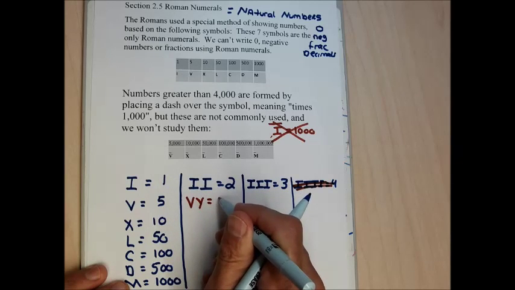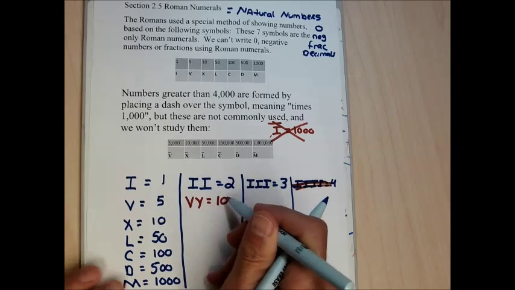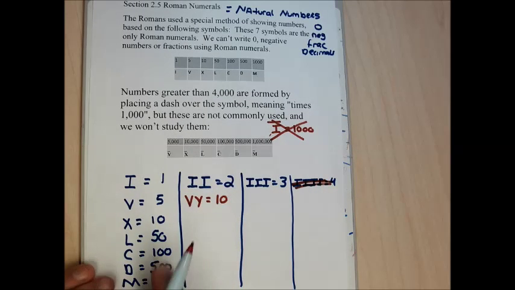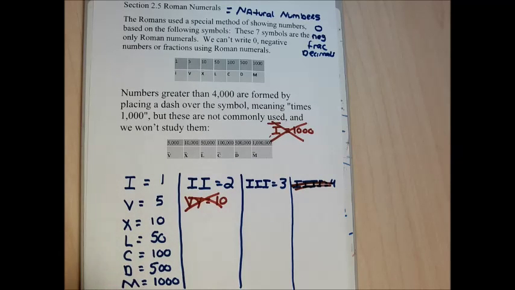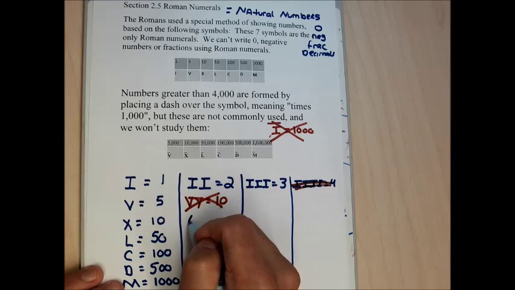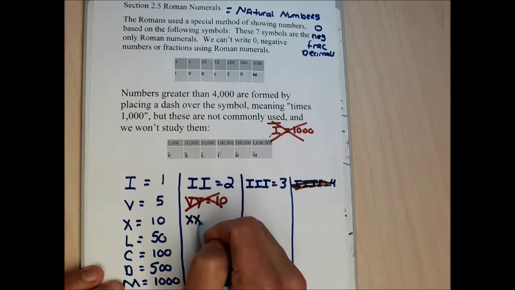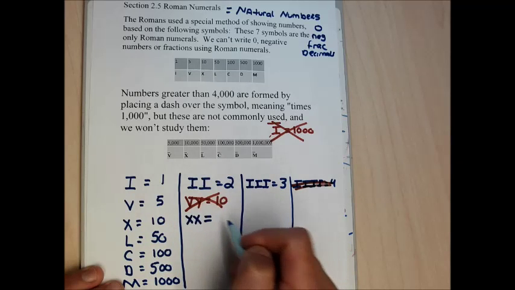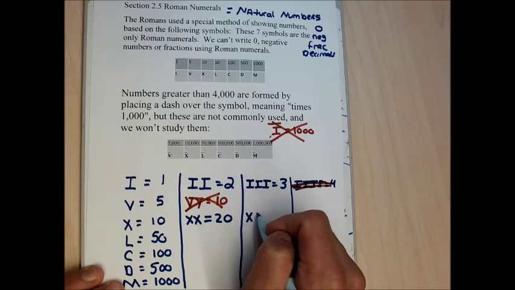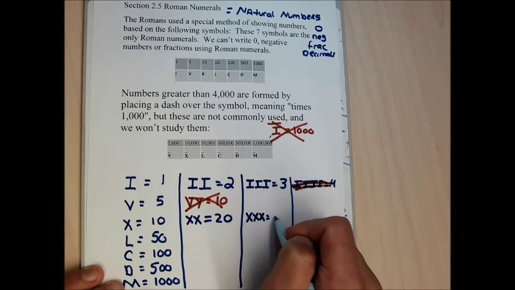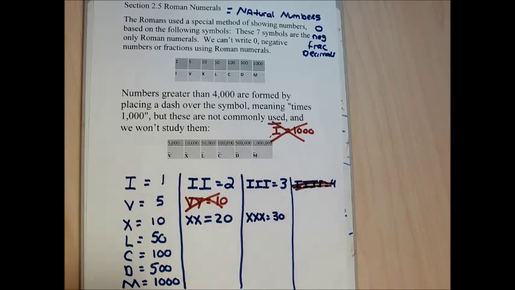Although when you write 2 Roman numerals next to each other, you generally add those numbers up. But because there's already a separate symbol for 10, we're not going to create a double V ever. We are allowed to create a double X. And if you create a double X, that's 2 10s being added together, which is equal to 20. If you create a triple X, that's 10 plus 10 plus 10, which is 30.